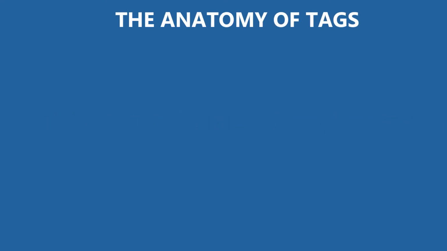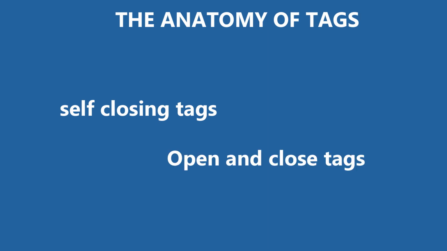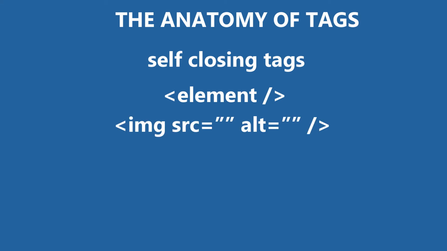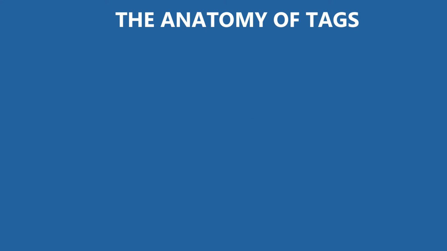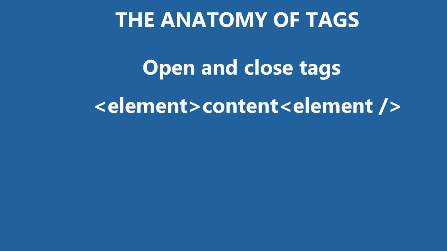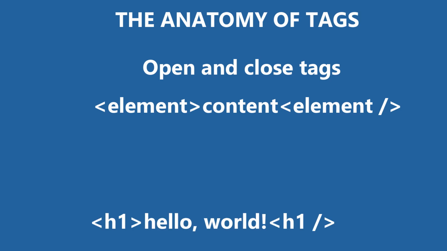The anatomy of tags. We have the self-closing tags and the open and close tags. Self-closing tags are tags that close themselves. These include the image, break, and horizontal ruler, and many more you will see as you explore the world of HTML. The open and close tags have two tags, one at the start, hence the open tag, and the other at the end, the closing tag. These are many, and you will see them as we continue.